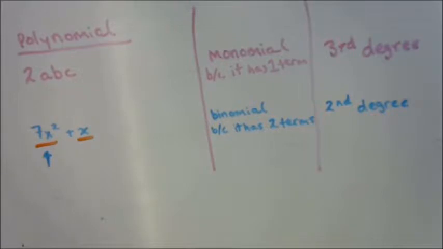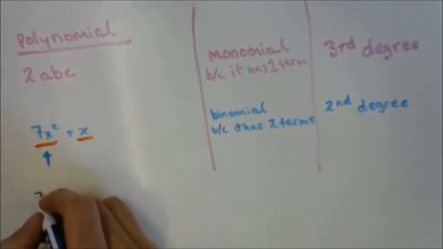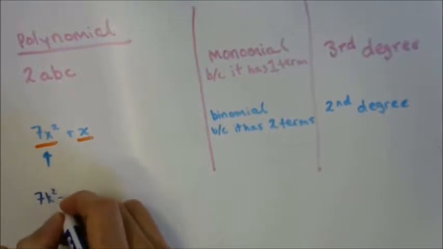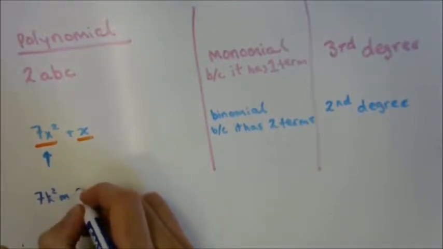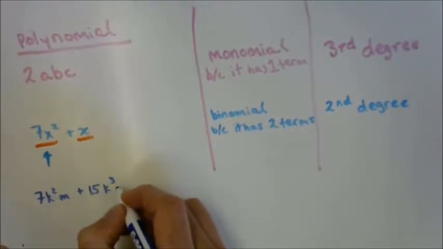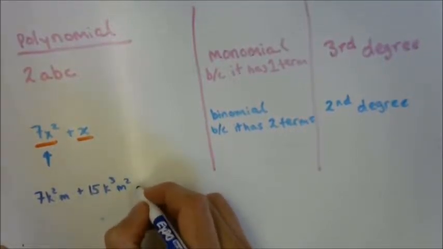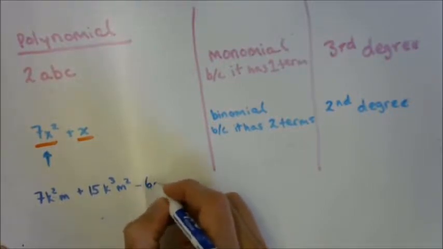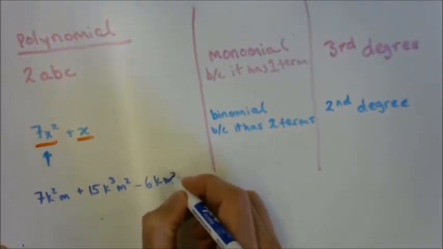Good, let's look at a third example. This one's going to be a bit long and ugly. We've got 7k squared m plus 15k cubed m squared minus 6k m squared.